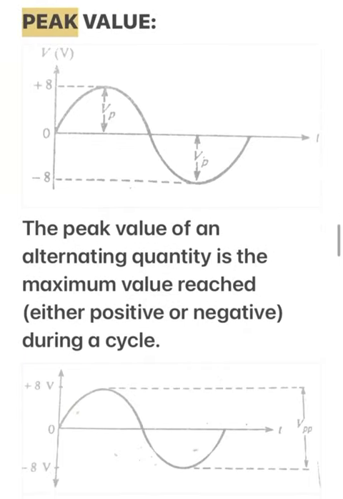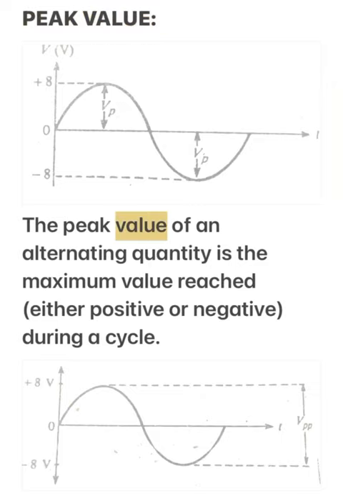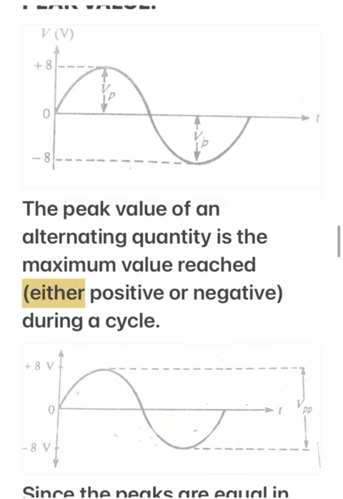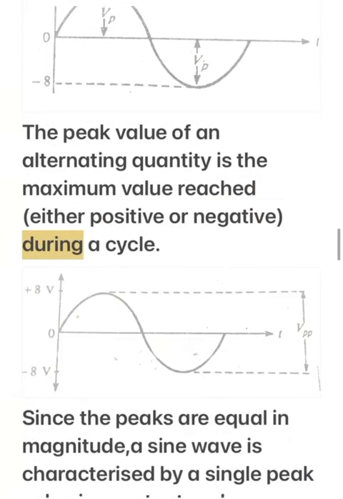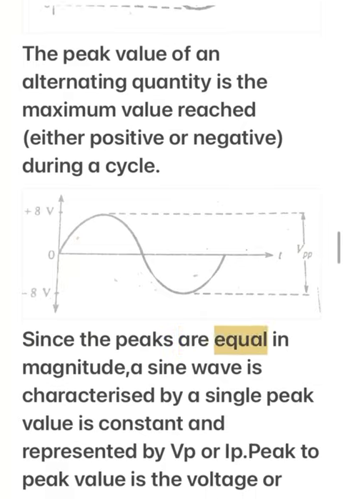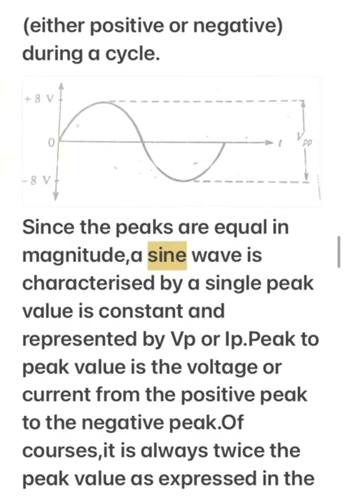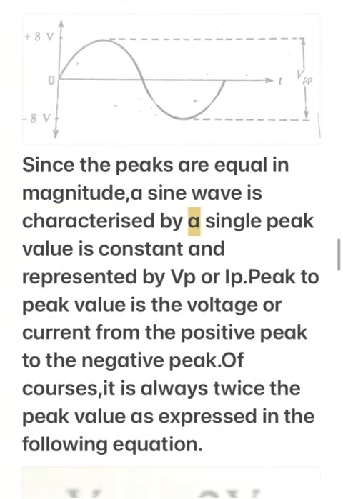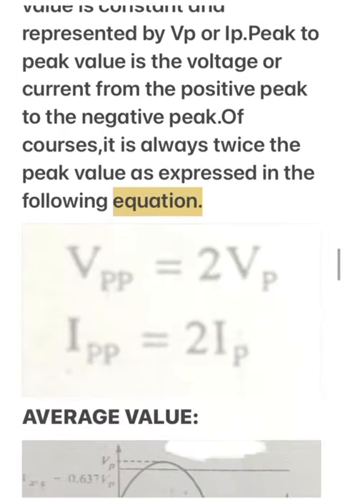Peak value. The peak value of an alternating quantity is the maximum value reached, either positive or negative, during a cycle. Since the peaks are equal in magnitude, a sine wave is characterized by a single peak value, represented by Vp or Ip. Peak to peak value is the voltage or current from the positive peak to the negative peak. It is always twice the peak value.